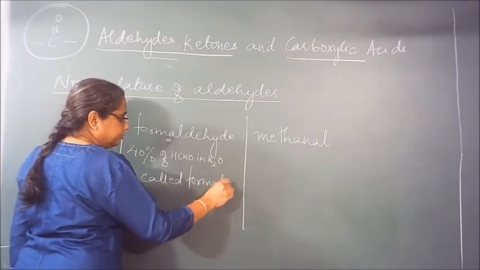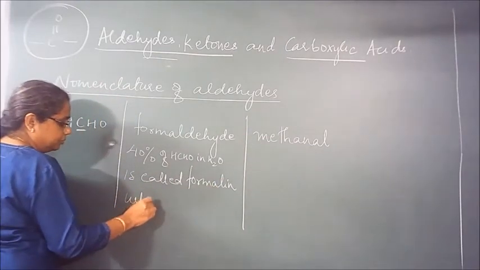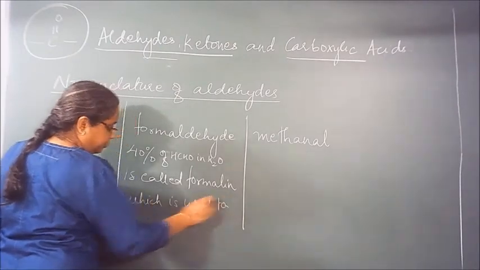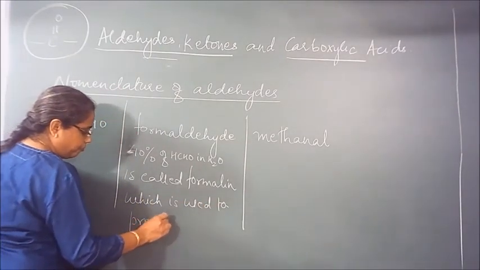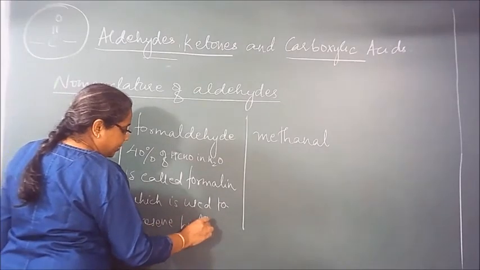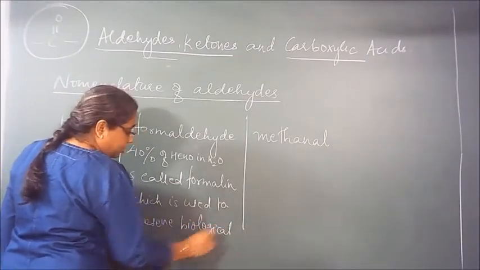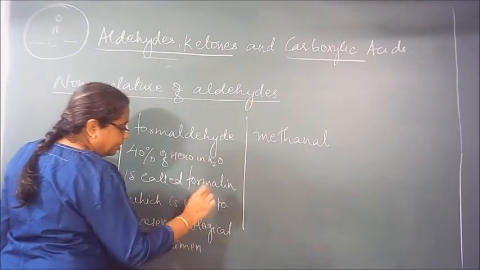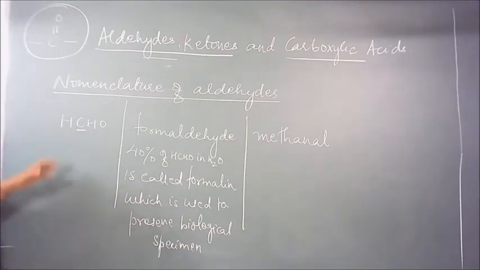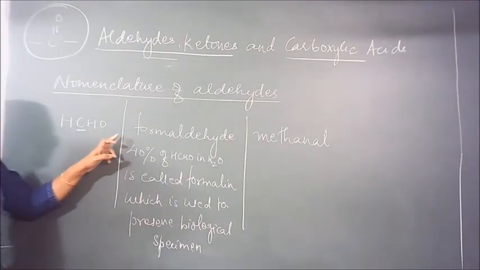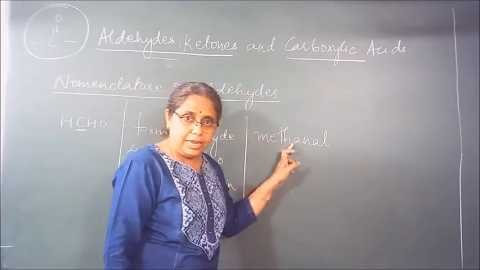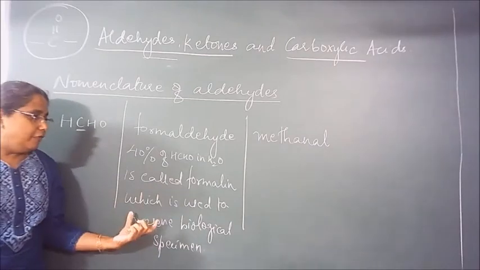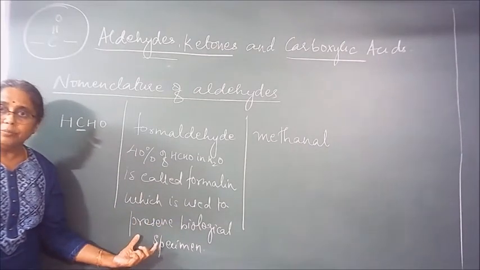40% of formaldehyde in water is called formalin, which is used to preserve biological specimens. So, very important: HCHO is called formaldehyde, also called methanal. 40% formaldehyde in water is called formalin, which is basically used to preserve what?